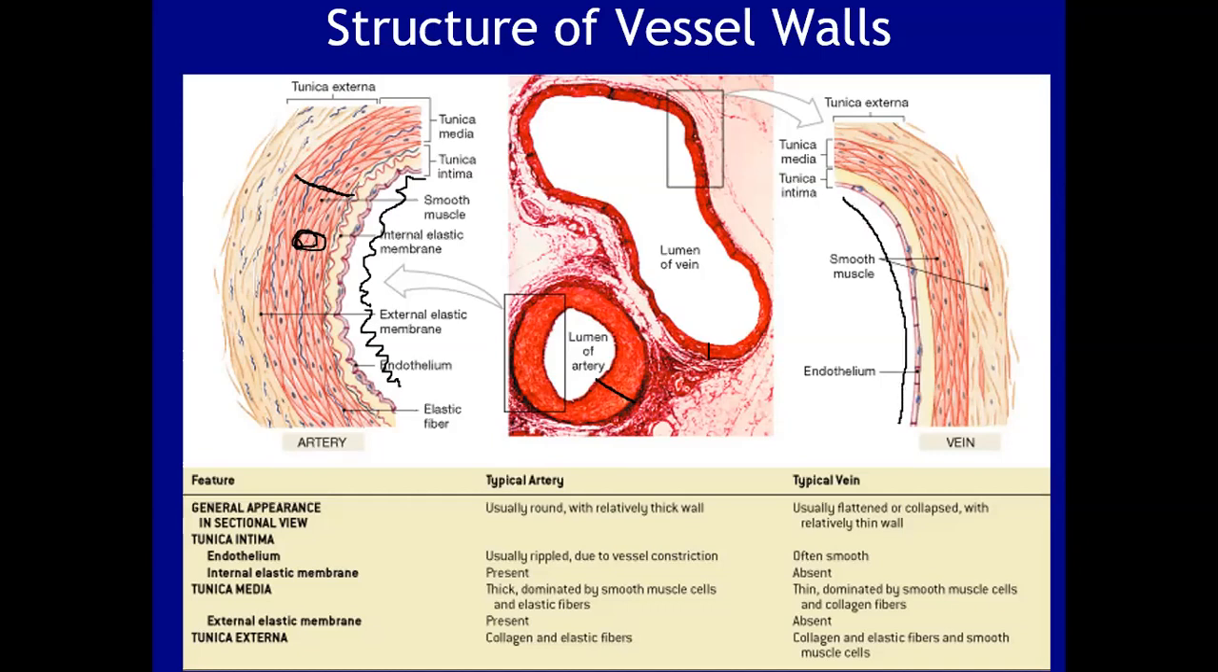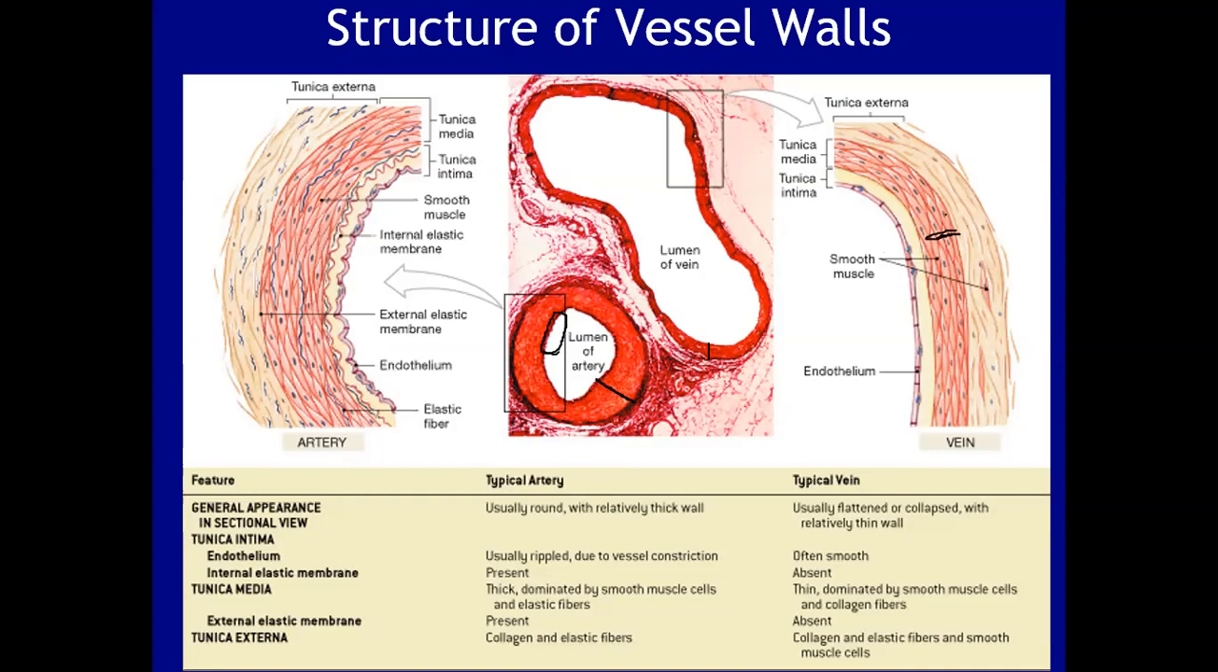Okay, and you can kind of catch some of that rippling right in this area here on our picture. Collagen and elastic fibers we're going to find in the artery. We've got collagen and elastic fibers out here, and even a little bit of smooth muscle out here in the vein, but a much smaller level here.